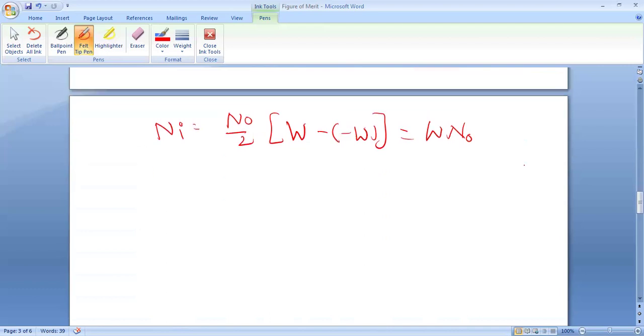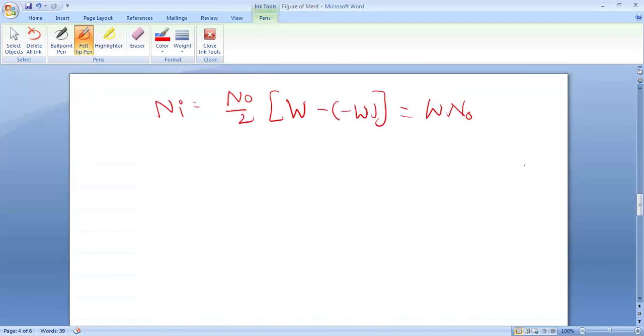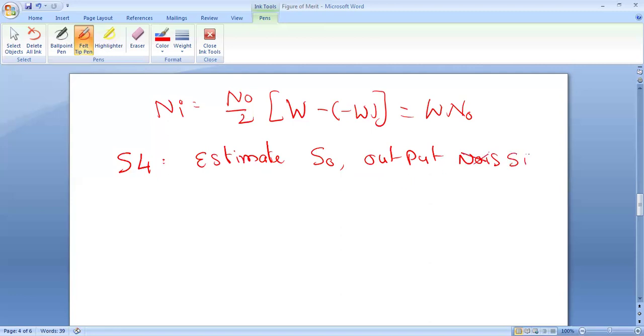So what you have got till now: we have estimated the input signal power, and we have estimated the input noise power also. Then what is the next step? Calculate or estimate SO, that is the output noise power. Excuse me, it is not the output noise power. We have to estimate the output signal power. But this step, as well as the estimation of output noise power, will be a little typical.